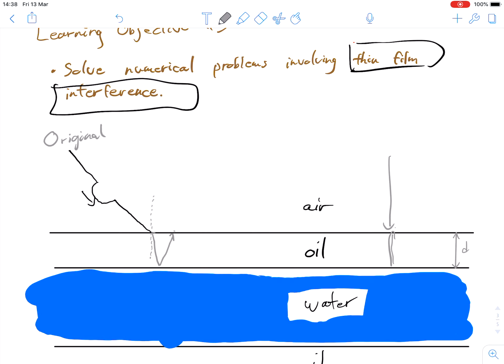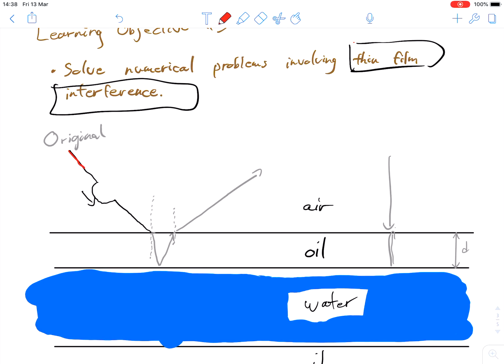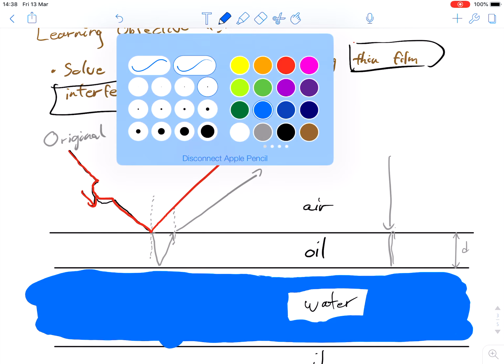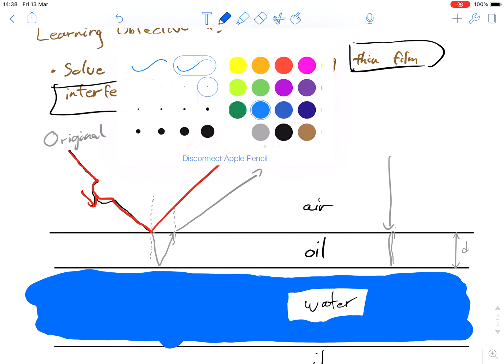This is then going to refract away from the normal, like that. For the original, I'm going to use a different color. This is everything that's the original. I'm going to use red just to overdraw that. The original is also going to reflect. And then the one that was refracted I'm going to do in blue. Actually, I already used blue for water, so I'm going to use green.